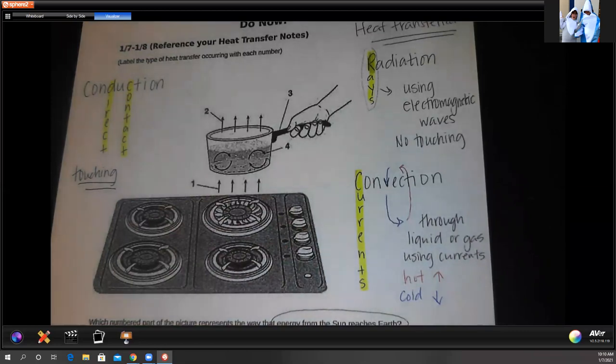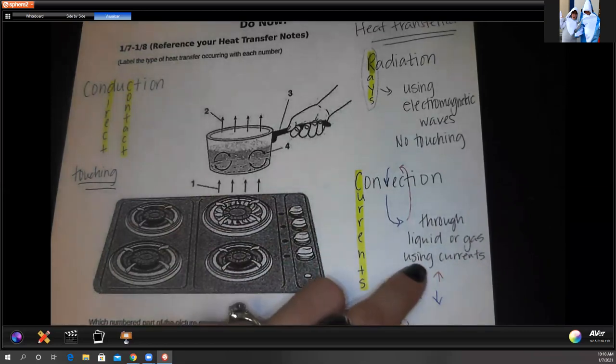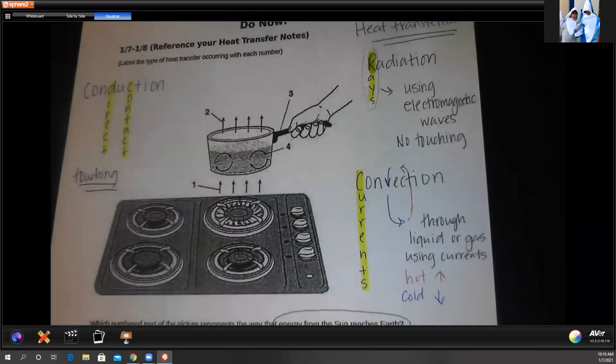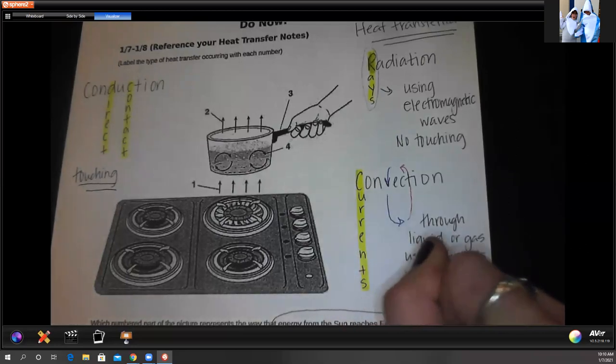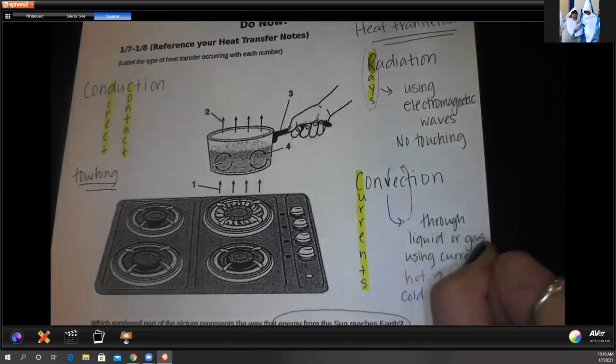So I can see where you thought that because it's through air. But what is the correct answer? Go ahead, Bishop. Radiation, absolutely. Radiation, like the sun rays.